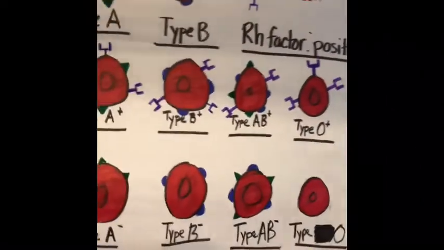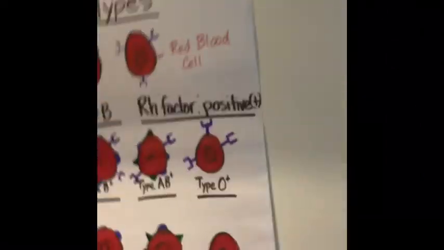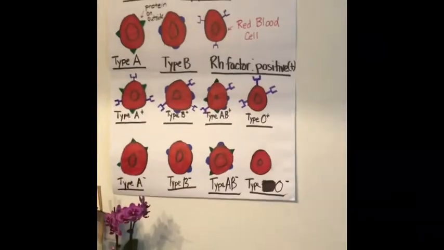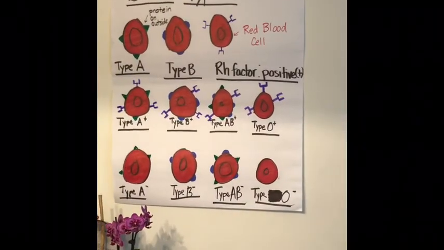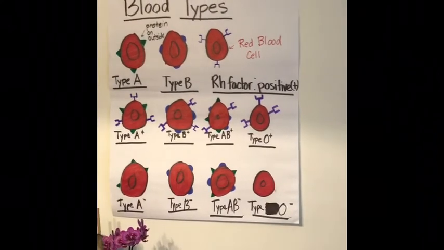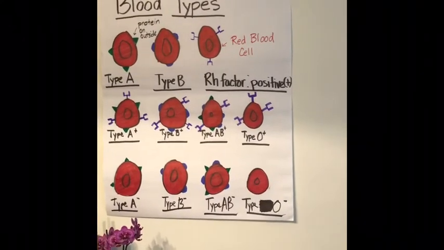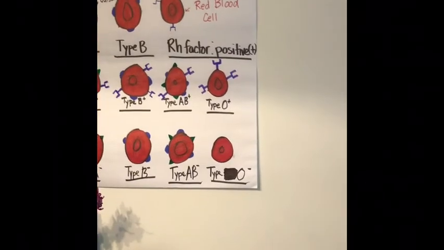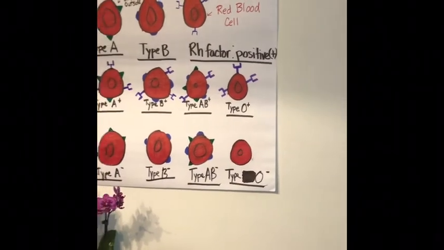And again, just to remind you, this is what we're talking about when we talk about blood factors, okay? We're talking about A positive, B positive, AB positive, O positive, A negative, B negative, AB negative, and O negative. Remember, O negative has nothing on the outside.